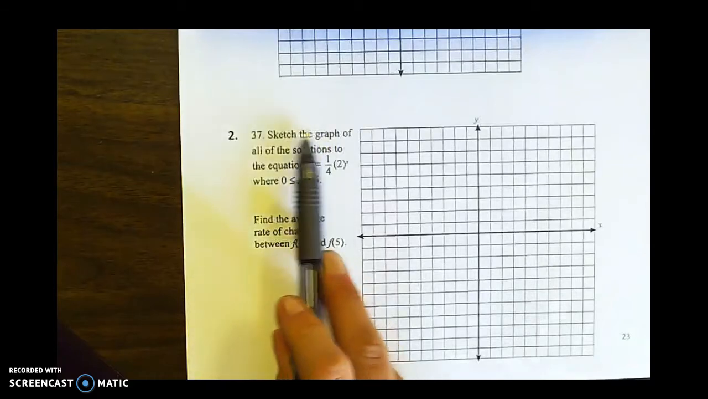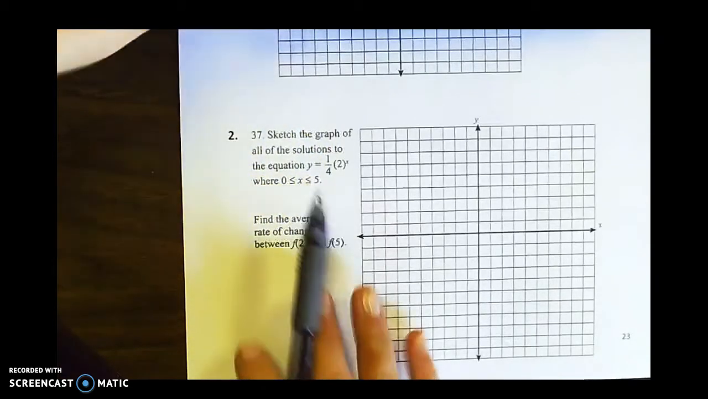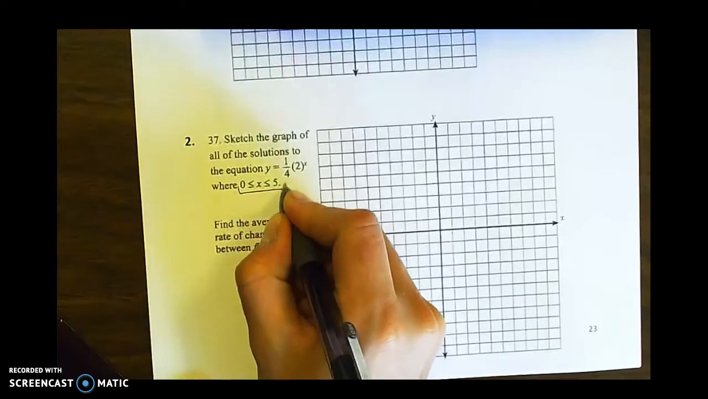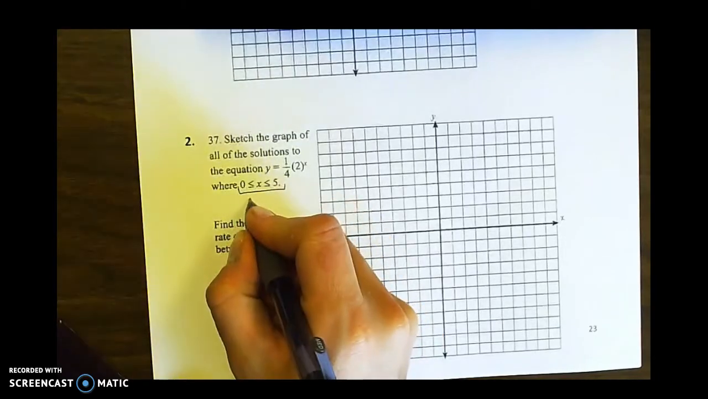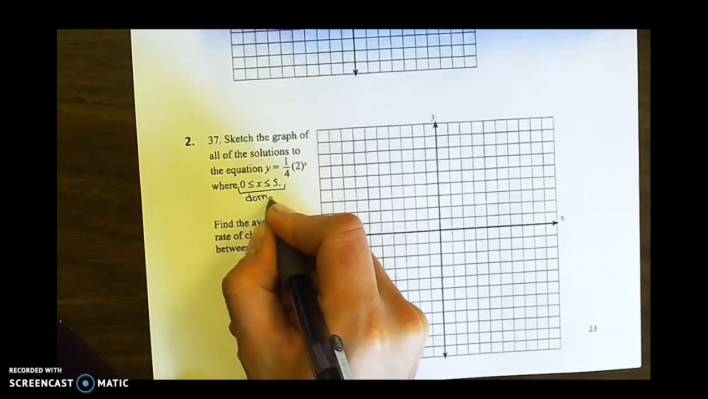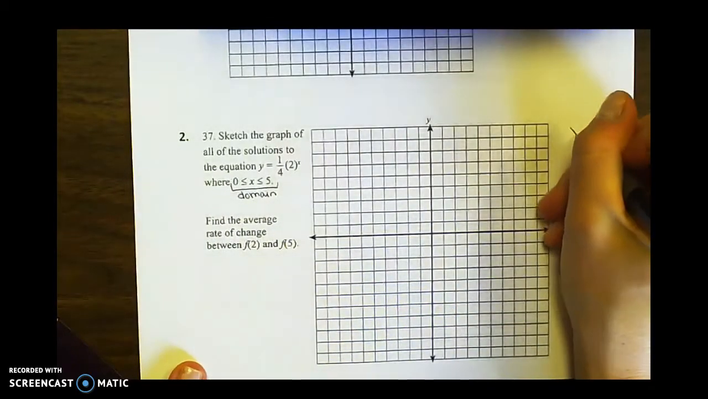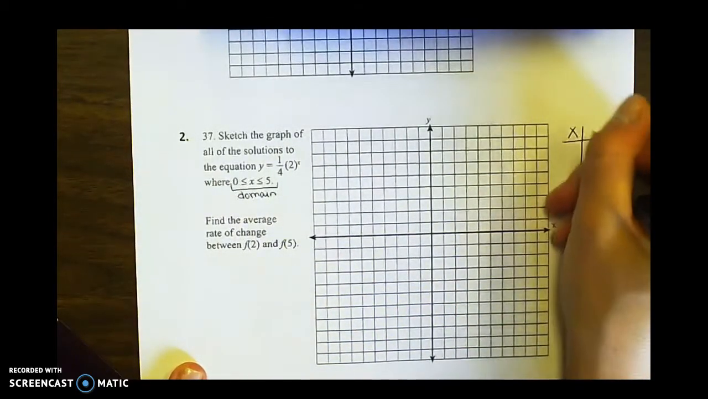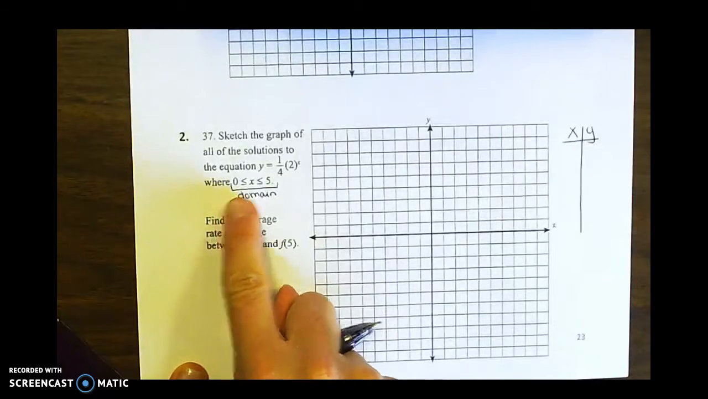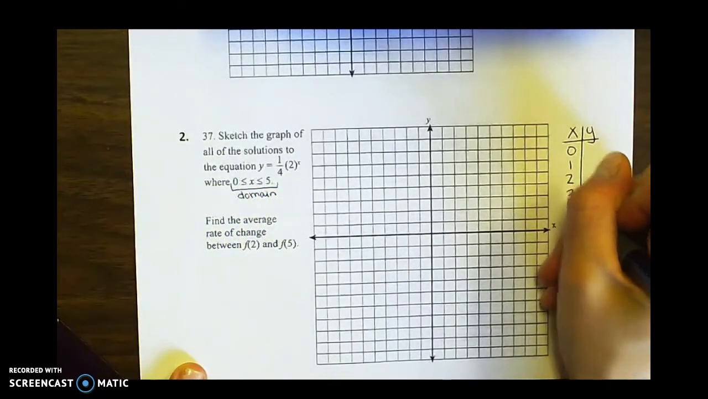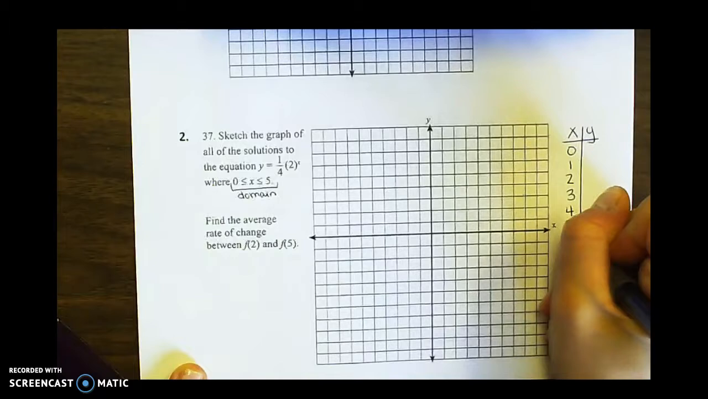Okay, so let's first start with the first part of this question, which is just to simply graph. Now, it's telling me right here that I only want values between 0 and 5, and this is my x, so this is the domain that they want me to use. So I'm going to go off to the side, and I'm going to write myself a table of values. And we're only going to go from 0 to 5. So 0, 1, 2, 3, 4, and 5.